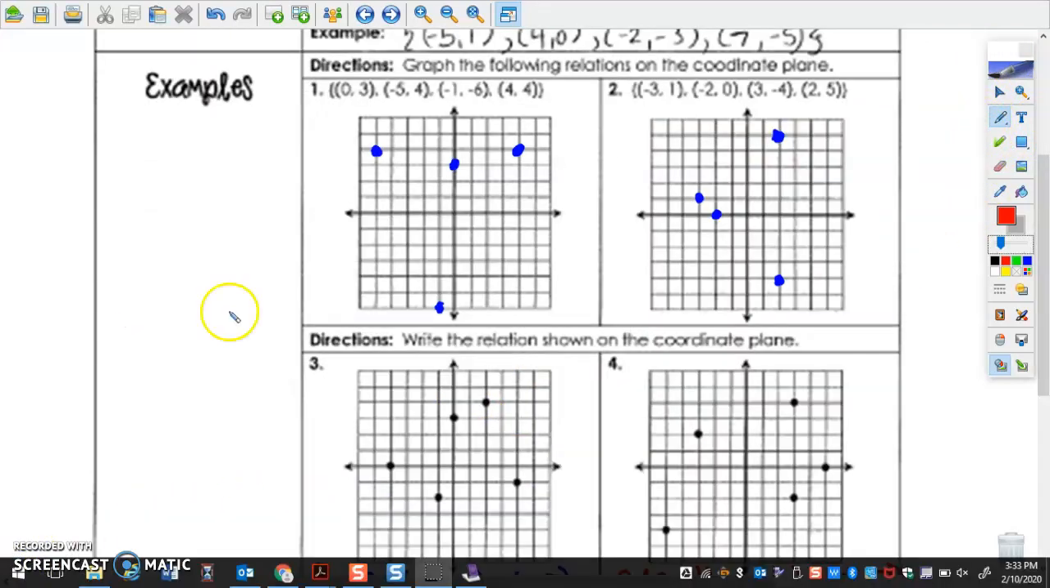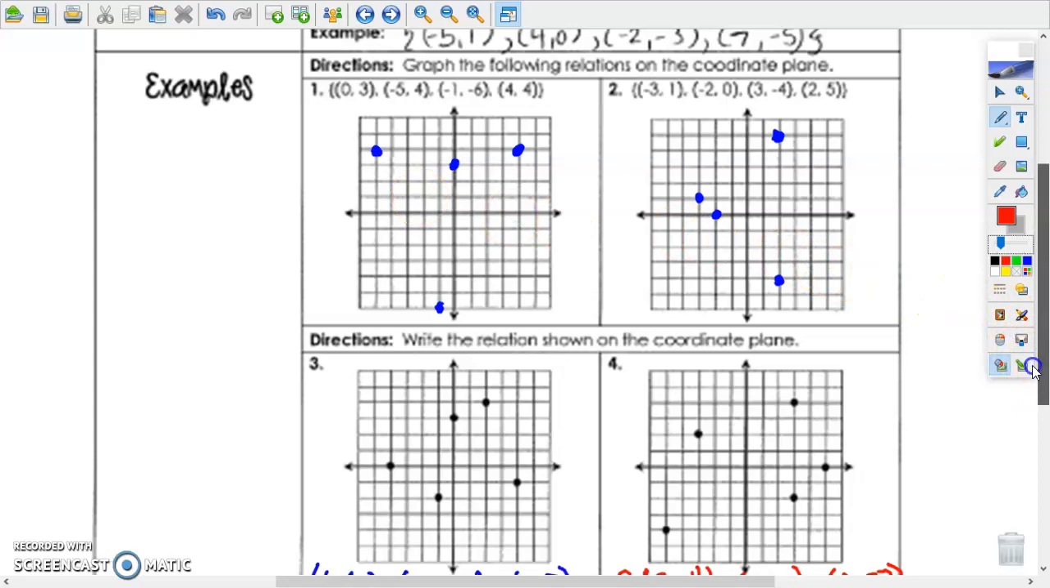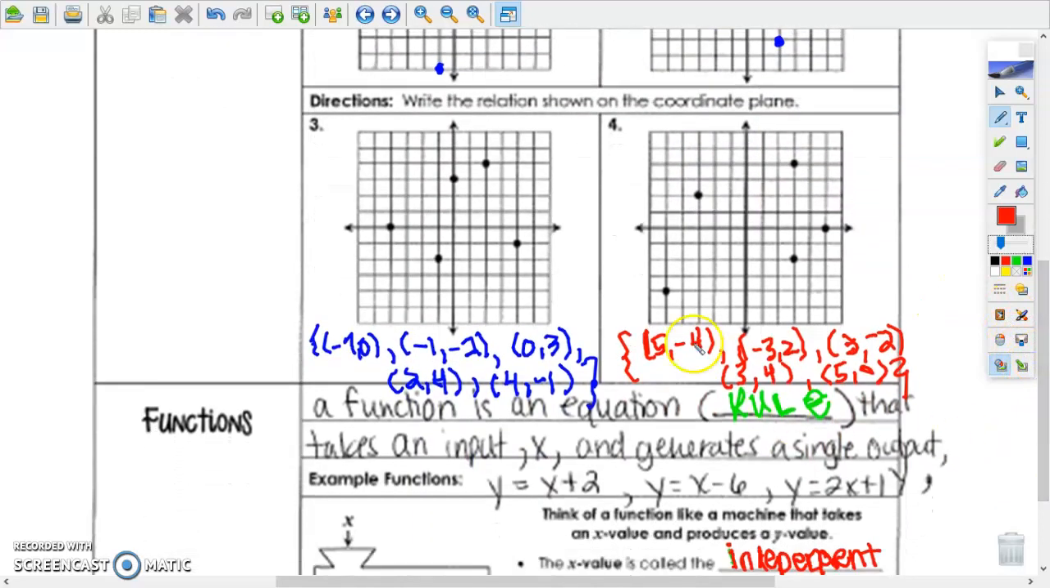All right, guys, how'd you do on here? So we plotted these 4 points and plotted these 4. Make sure you're in the right place for all of them. And then here we listed the points: (-4, 0), (-1, -2), (0, 3), (2, 4), (4, -1). These are the points for these. Make sure all your points are good.